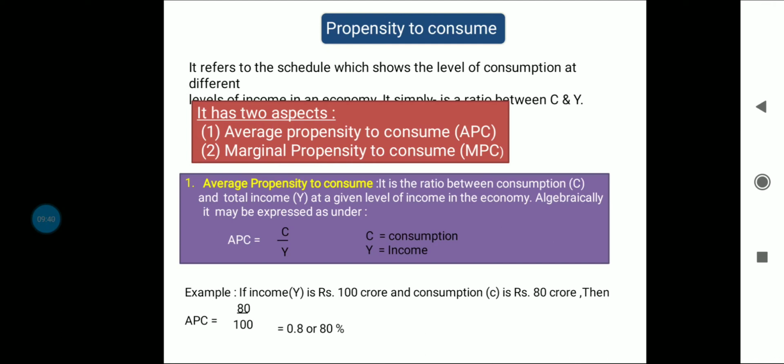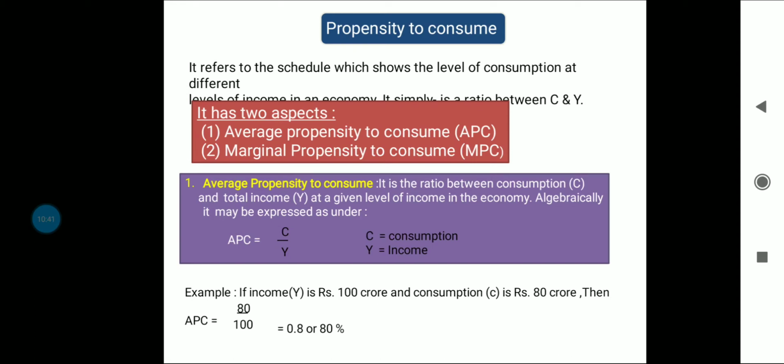It has two aspects. The first one is the average propensity to consume, and the second one is the marginal propensity to consume. First, we will see the average propensity to consume, which is known as APC. APC is the consumption per unit of income, which is nothing but C/Y. In other words, APC is the ratio of consumption and income at a given level of income. So we can denote APC = C/Y, where C is consumption and Y is income. For example, if income Y is rupees 100 crore and consumption C is rupees 80 crore, then APC will be 80/100, which is equal to 0.8 or 80%.